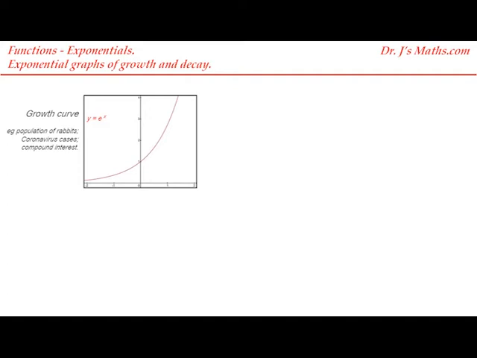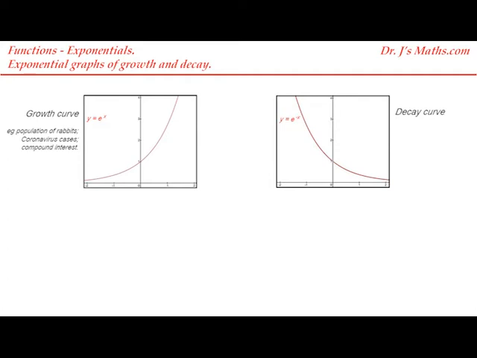The second type of curve is a decay curve and has the equation y equals e to the minus x. Such a curve can describe radioactive decay. It can also describe the concentration of medication in the blood over time.